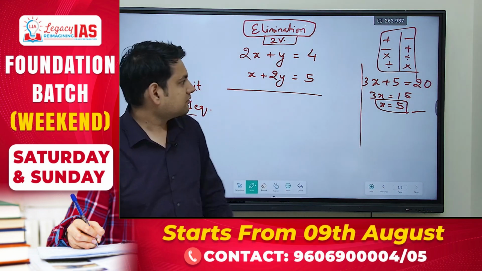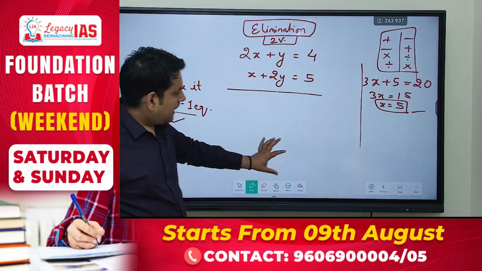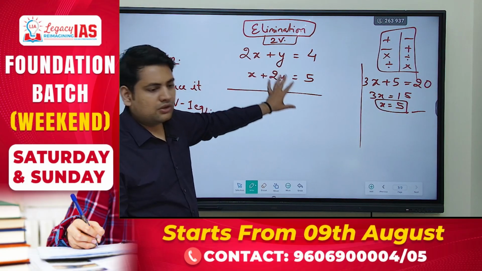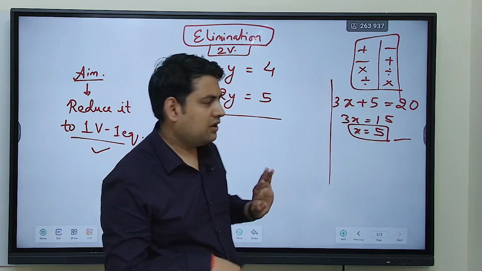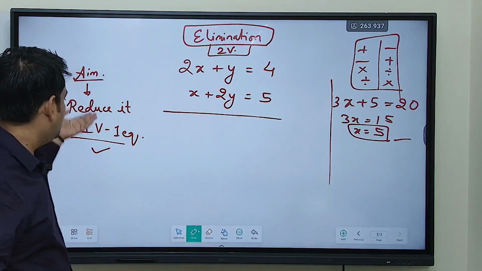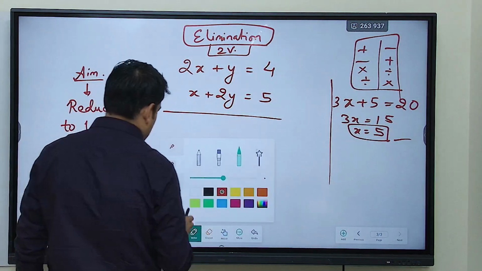Understood? Now this much you got. So if I reduce somehow these two equations to this, then I'm done. Correct? Then I can easily solve. So this is our aim, to reduce it into one variable, one equation. Now how do we do it?